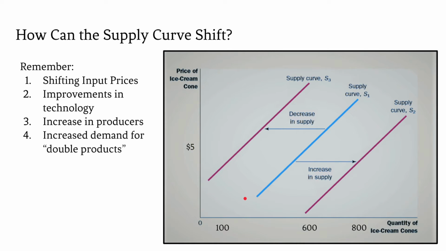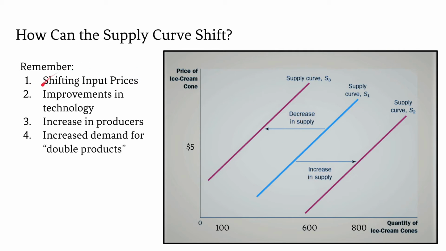As the price of ice cream cones increases, the quantity of ice cream cones supplied or produced by suppliers will also increase, because it will become more profitable for producers or suppliers to make ice cream cones. They can sell them for more. And these are the four main factors that can cause the supply curve to shift either to the left or to the right.